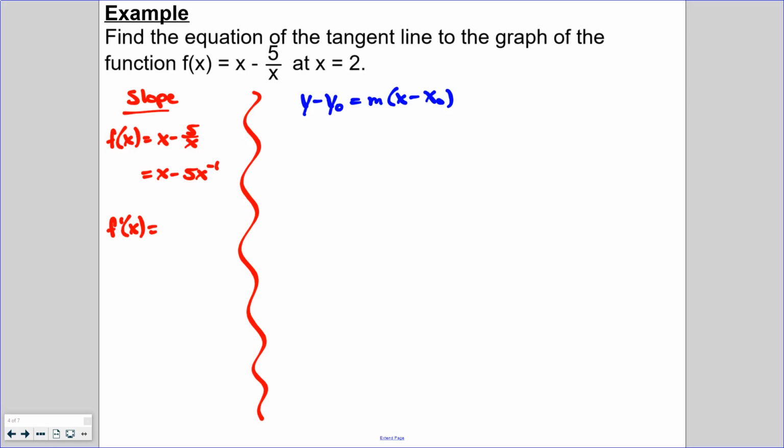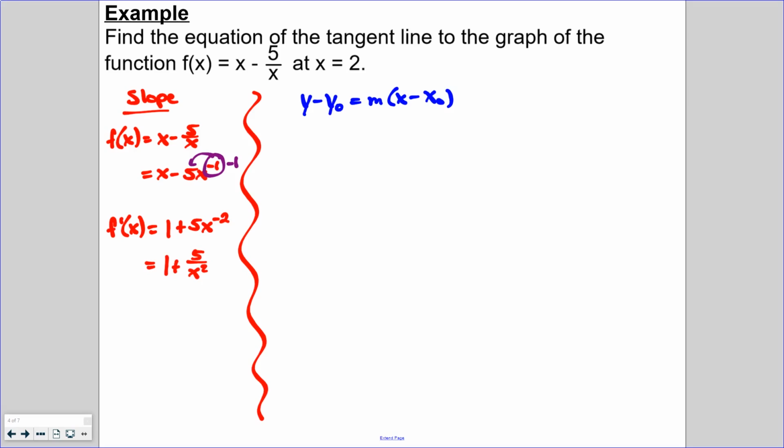Let's see, the derivative of x is just going to be 1. The derivative of negative 5 times x to the negative first power. Well, let's remember, power rule says we take the exponent, multiply it by the coefficient, and then subtract 1 from the original exponent, which is going to give us a positive 5 times x to the negative second power. Alright, then we can rewrite this to get rid of that negative exponent to be 1 plus 5 over x squared.